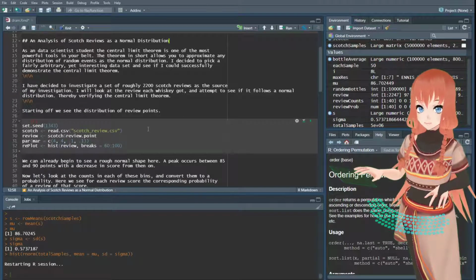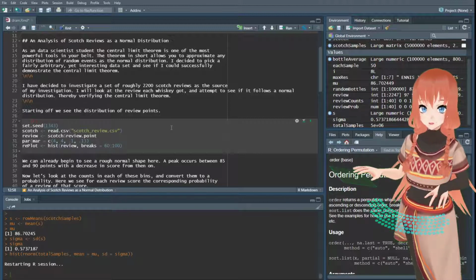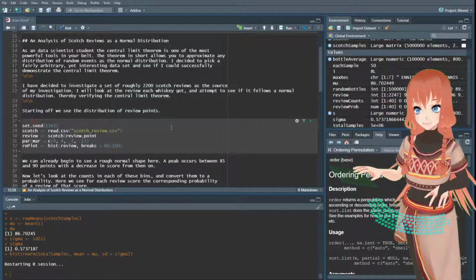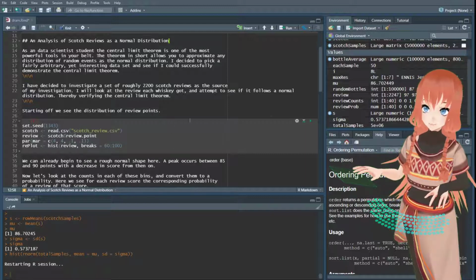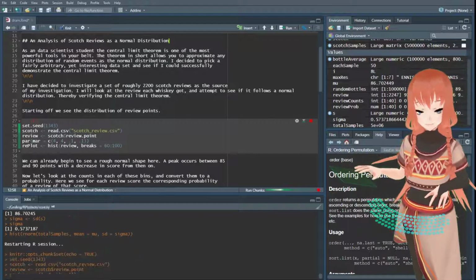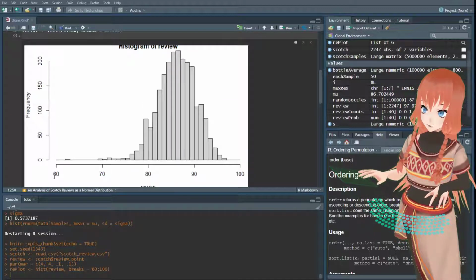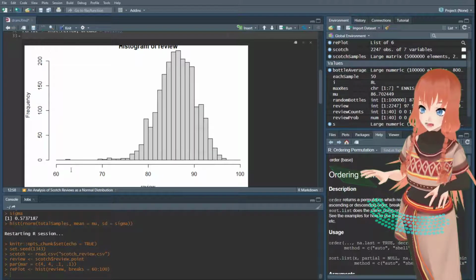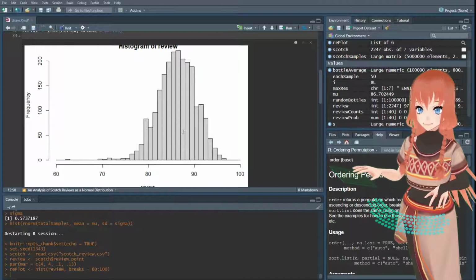So this little project is based on verifying the central limit theorem, which states that any exponential distribution can begin to look like a normal distribution given sufficient sampling. With that in mind, I'm going to use a whisky dataset. This is a graph of the review scores of 2,000 different Scotch whiskies, and on the vertical axis is the frequency at which a whiskey received that review.